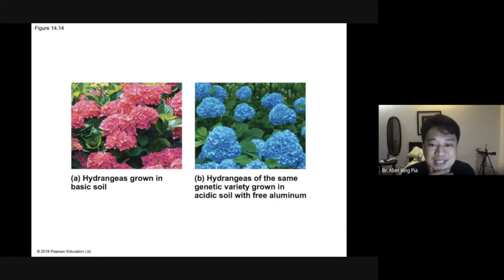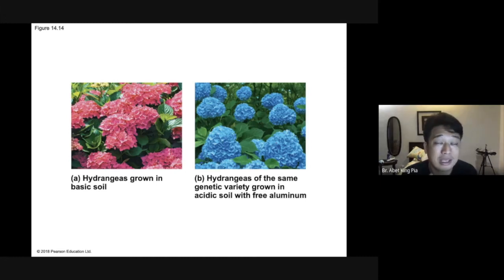So for this example of plants, I know we have this in HSI. Para siyang litmus paper. Kasi if you will plant the hydrangea, hindi ko alam kung paano i-pronounce tong name niya, but if you will plant this specific type of plant in a basic soil, it will turn out red. And if it is in an acidic soil with aluminum, magiging bluish yung color niya. So, ganun.